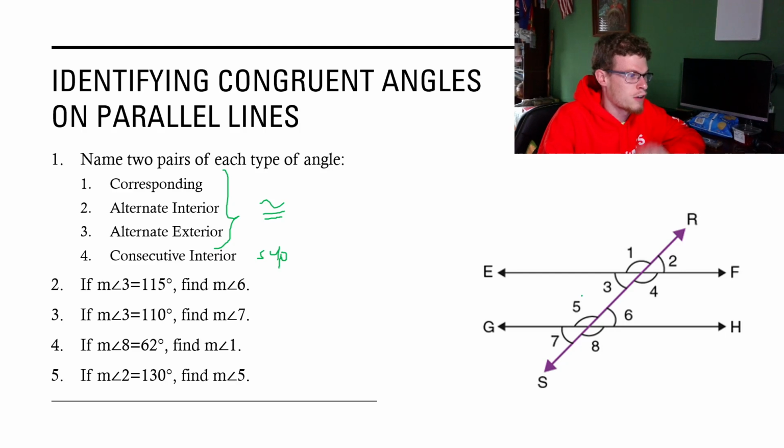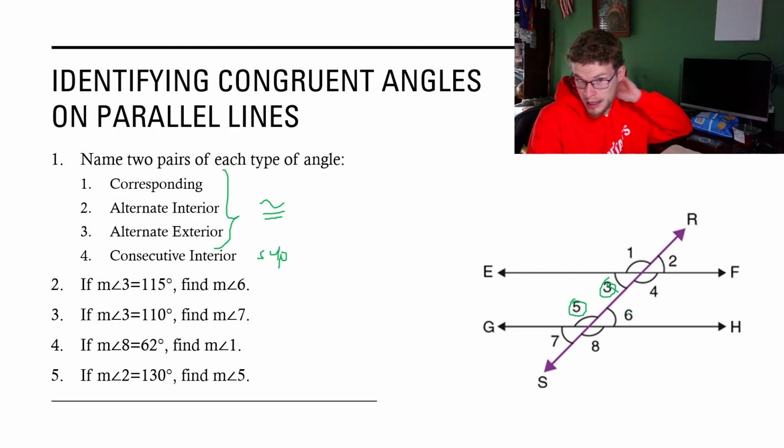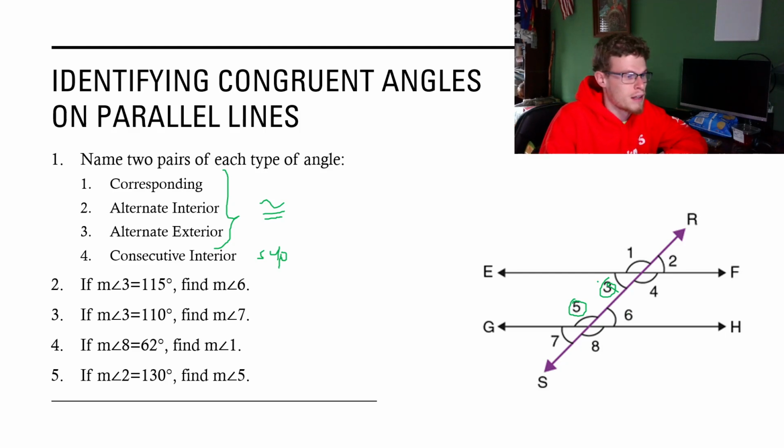So consecutive interior angles are on the same side of the transversal and on the inside. So angles 5 and 3 are consecutive interior angles. Angles 4 and 6 are also consecutive interior angles. So all of those, again, are consecutive interior angles. These relationships you do need to know and be familiar with. That is how they are drawn out.